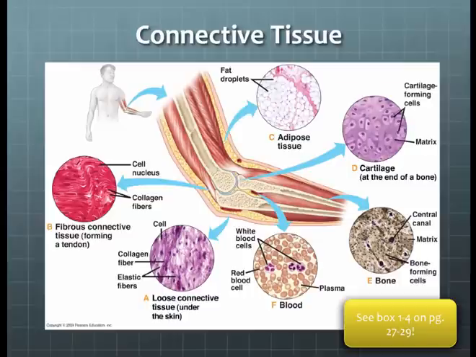It can be loose or dense. Loose connective tissue you'll find under your skin. That is your subcutaneous tissue that you're used to feeling. When you pull up your skin, you feel that connective tissue underneath. It can be dense as well. You find dense fibrous connective tissue when you're talking about ligaments and cartilage and tendons.